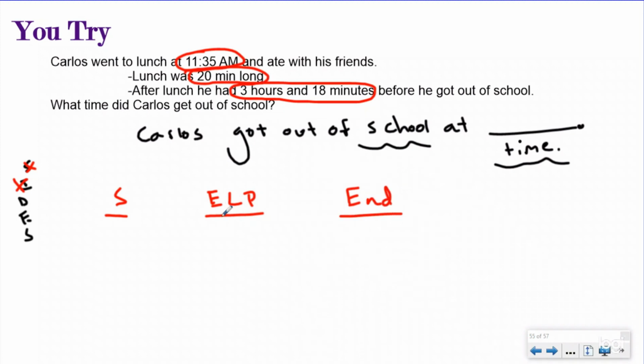And I know I had two different elapsed times. I had 20 minutes, right? And then I had 3 hours and 18 minutes. He went to lunch at 11:35, then he did something after, and you're looking for when he got out of school. So the 11:35 was the beginning of my event, and that's 11:35 a.m. I'll put my question mark here, and I'm going to give myself some more space to draw my timeline.